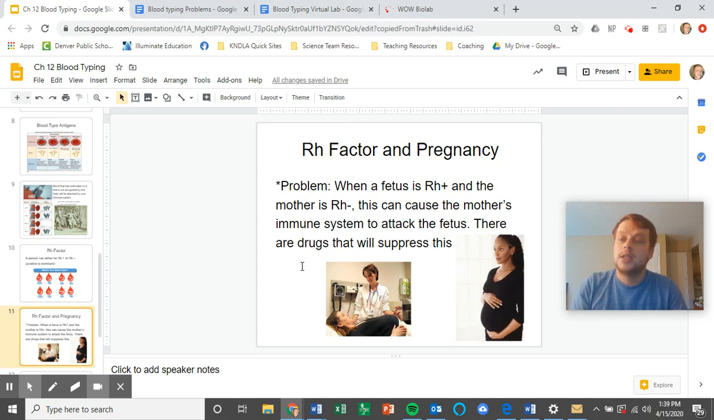Now, something interesting can happen where a mother is Rh positive and a child is Rh negative or vice versa. When a fetus is Rh positive but the mom is Rh negative, the mother's immune system will actually attack the fetus. If this is caught early enough, then there are drugs that can suppress that response, but sometimes it does result in the loss of that pregnancy.